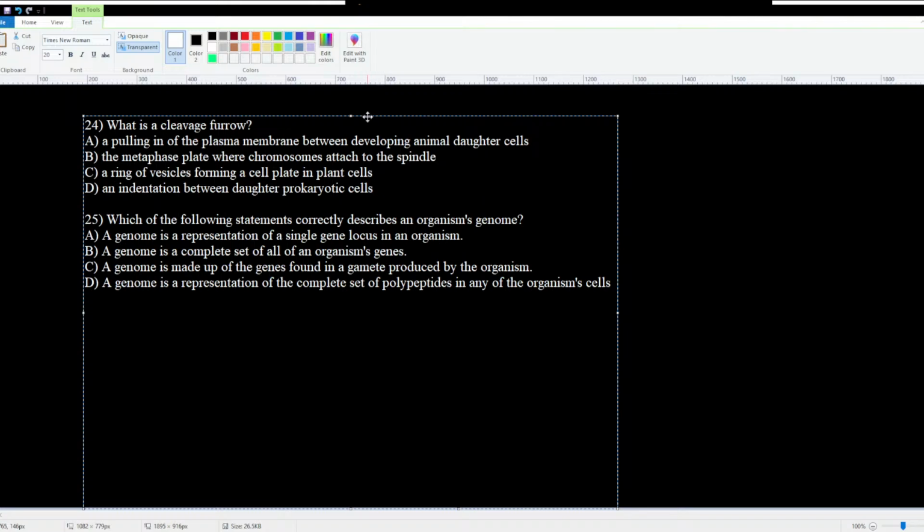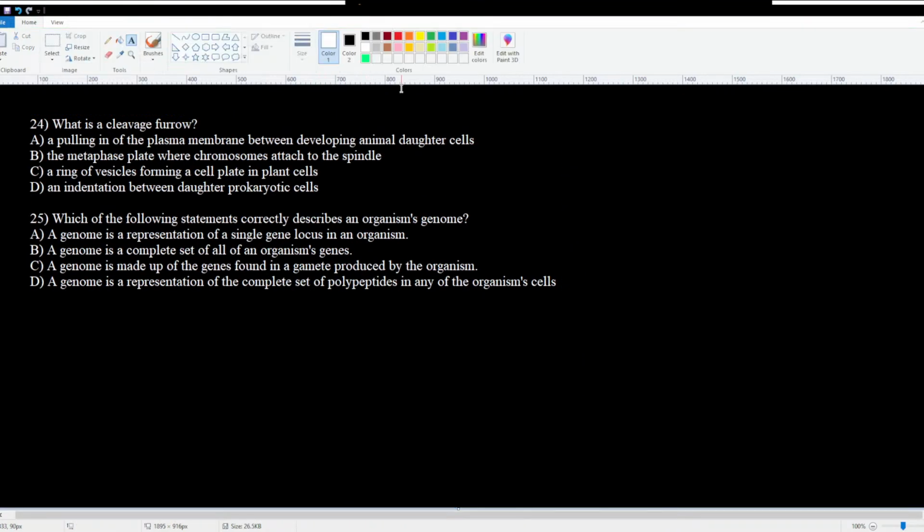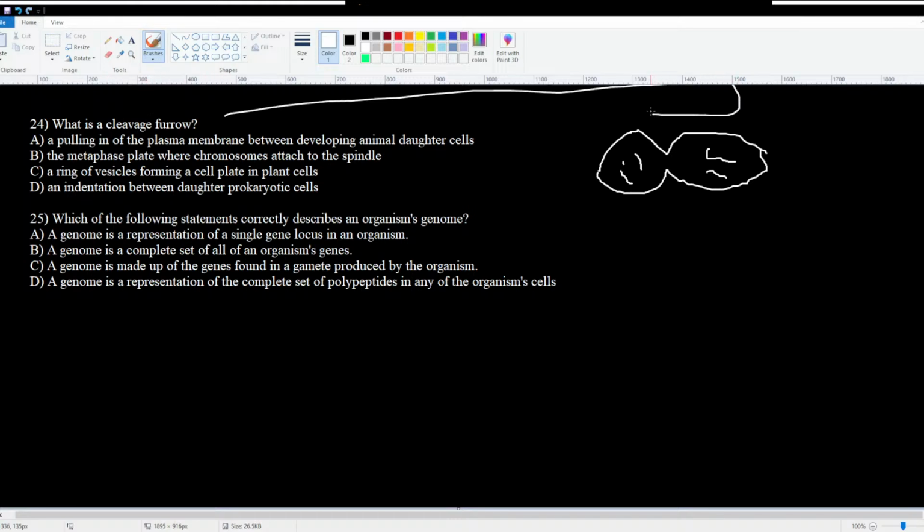Okay, so question 24 is asking, what is a cleavage furrow? So we went over what a cleavage furrow was. I don't think I actually made it super clear. So during telophase, this is when a cleavage furrow is being made. It kind of looks like a butt. That's how I imagine it anyway. So then we have the DNA decondensing. This right here, that's the cleavage furrow. So when you say cleavage furrow, think of this.